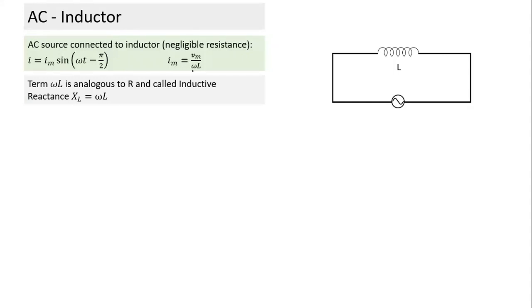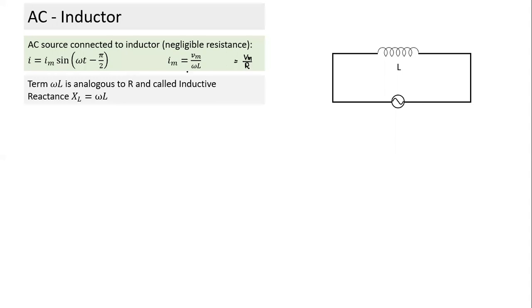When we compare this term with the case of a resistor, in case of resistance, what is the value of maximum current? There the maximum current was equal to Vm by R. That was the amplitude of current. So if we compare those two equations, this term is similar to R. In terms of dimension, omega L has the same dimension as R. The term omega L is analogous to R. It has similar dimension, but is not exactly similar. We'll see what is not the similarity.